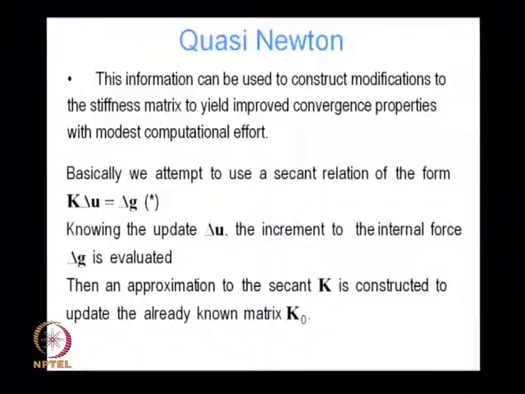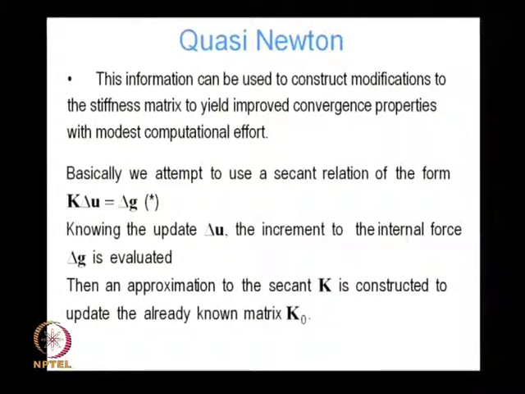Remember that as soon as we use modified Newton, we are going to take a hit in terms of convergence. Our convergence is not going to be as good. So, now the idea is that if we try to improve my stiffness matrix marginally at each iteration, maybe I am going to get better convergence, right. So, that is the idea. Basically, we attempt to use a secant relation of this form.